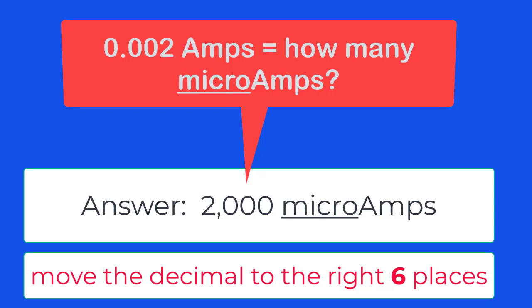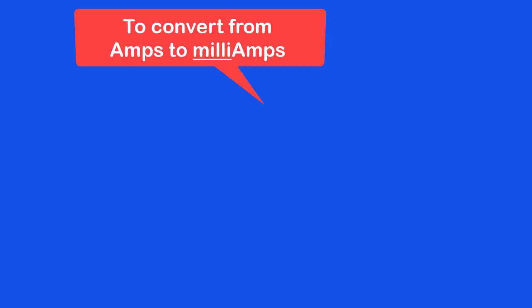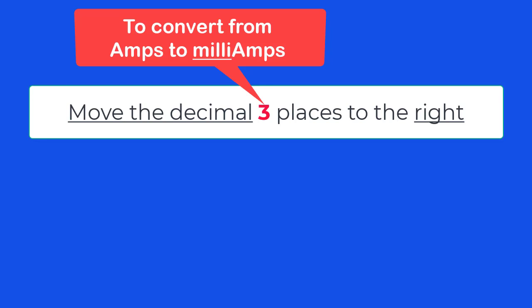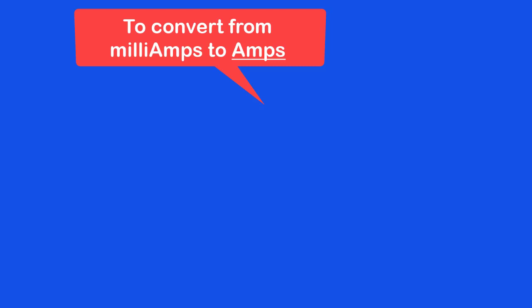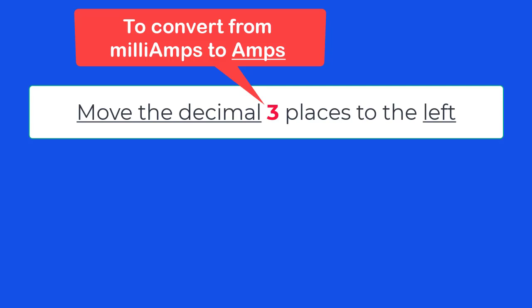We move the decimal to the right 6 places for multiplication by 1,000,000. So, to convert from amps to milliamps, you move the decimal 3 places to the right. To convert from amps to microamps, you move the decimal 6 places to the right. And it also works in reverse. If we convert from milliamps to amps, we just move the decimal 3 places to the left, which is the same as dividing by 1,000.